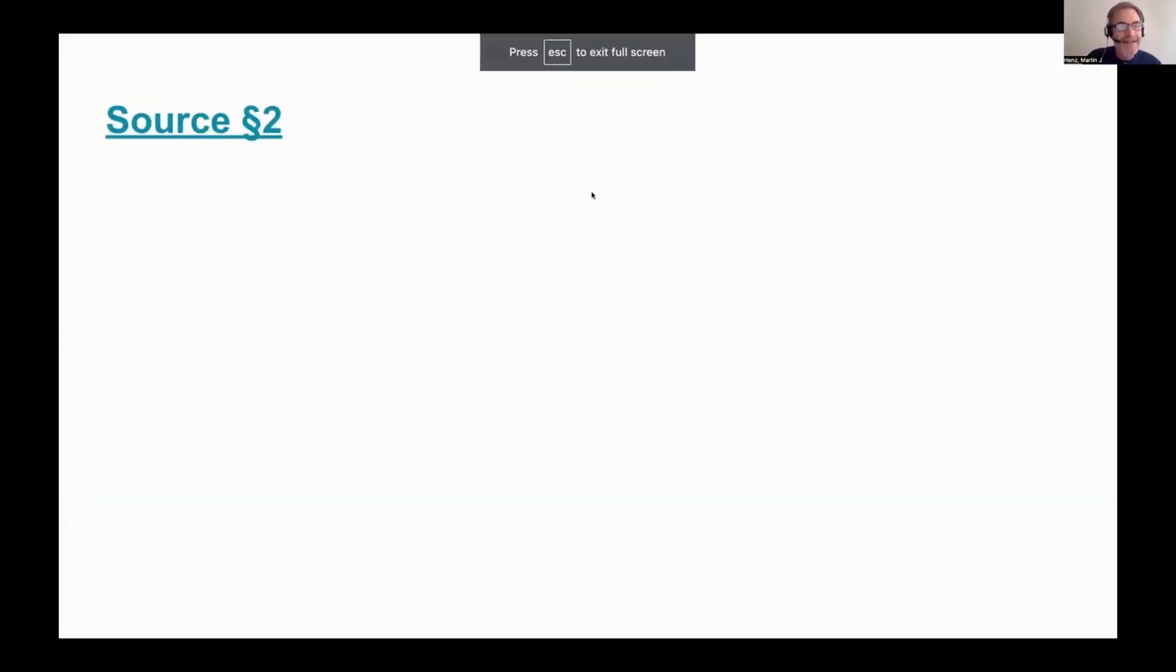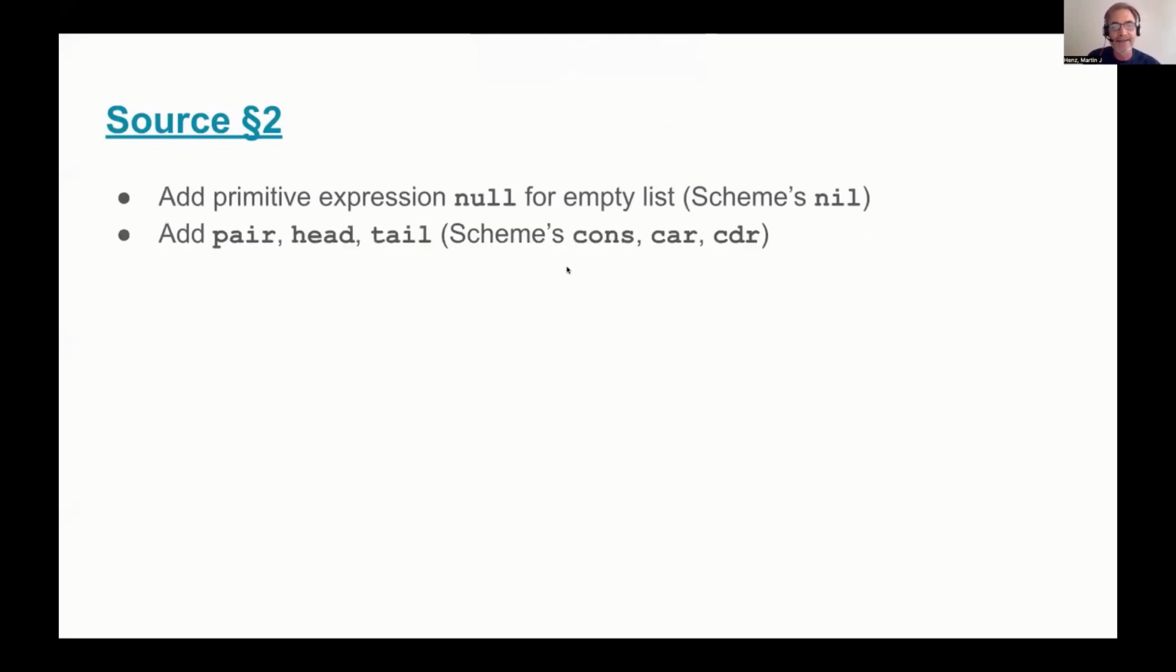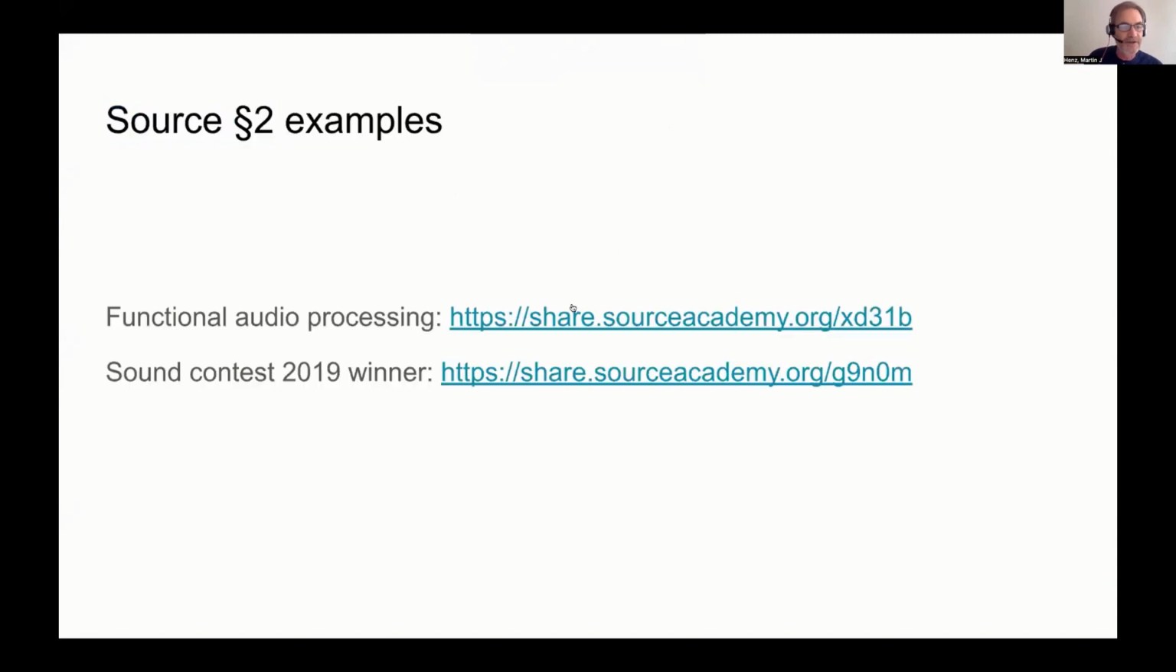Source chapter 2 adds data. Also in a minimal way, we add null for the empty list, and we add a pair, head and tail, that correspond to Scheme's cons, car, and cdr. What we can do with this is higher order functional programming using map, reduce, filter, for example.